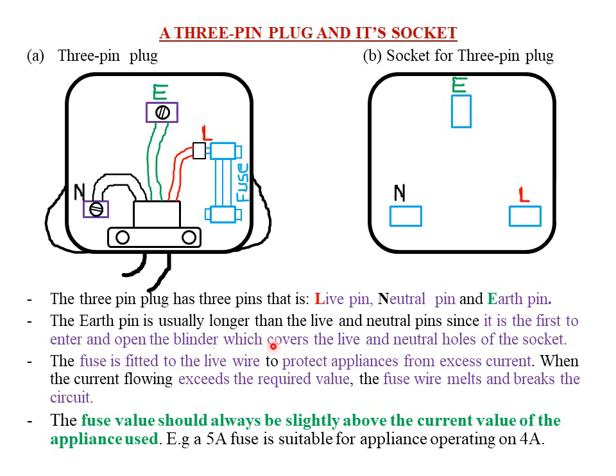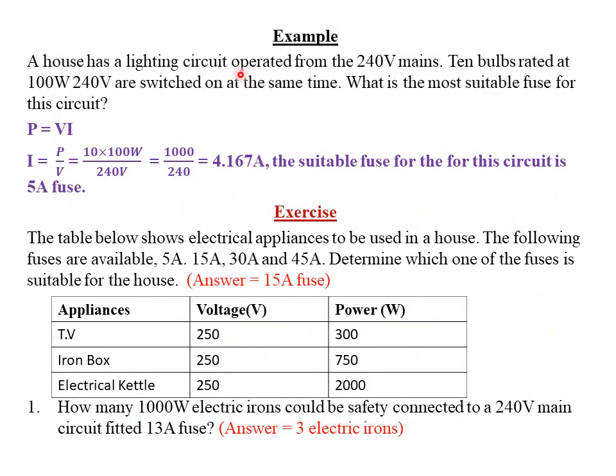Lastly, we look at an example which reads that a house has a lighting circuit operated from 240 volt mains. Then 10 bulbs rated at 100 watt and 240 volts are switched on at the same time. What is the most suitable fuse for this particular circuit?